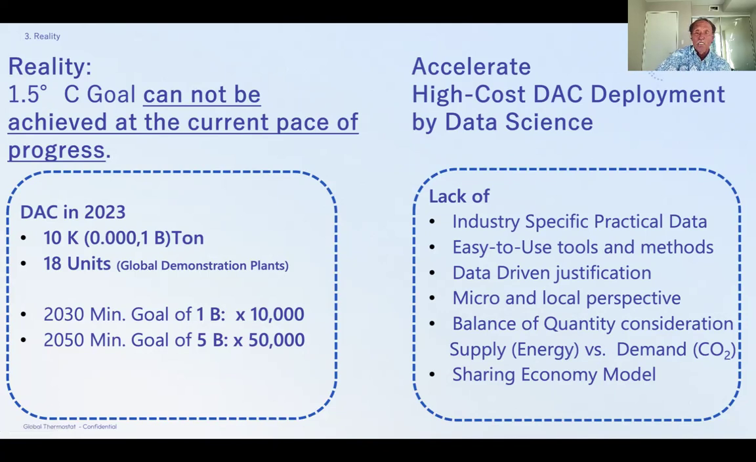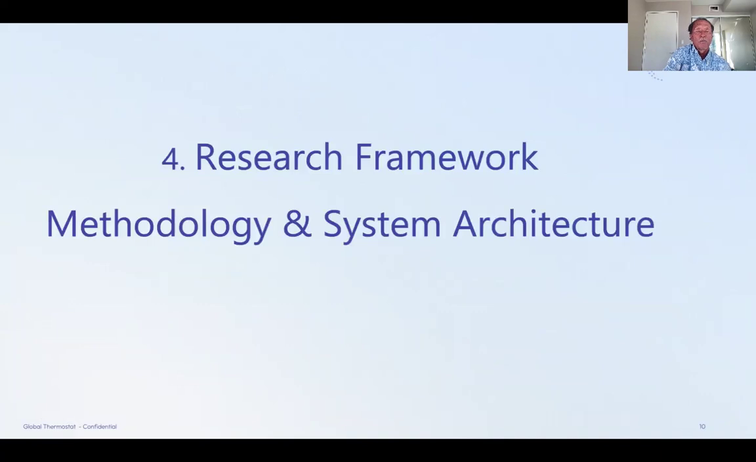What is missing from the current real world? Industry-specific practical data is not available. Easy-to-use tools and methods are not available. Data-driven justification has not been considered. From the micro and local perspective, everyone is talking about the global perspective and not the micro and local perspective. The balance of quantity consideration is not yet there, and the sharing economy model is not yet there. So my research is trying to combine all the missing pieces as a solution.